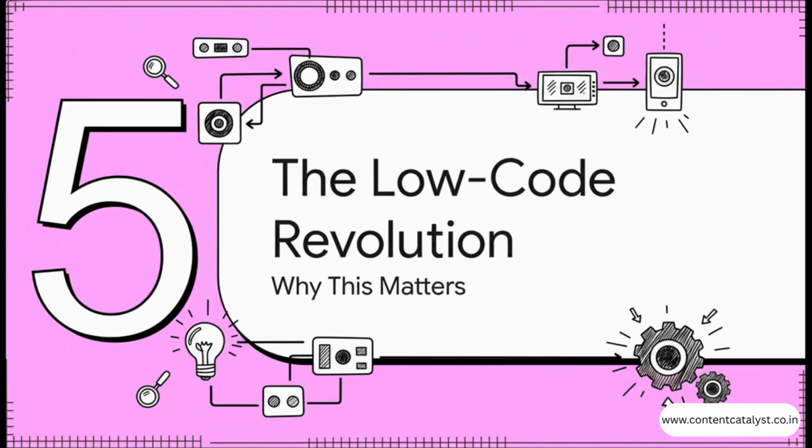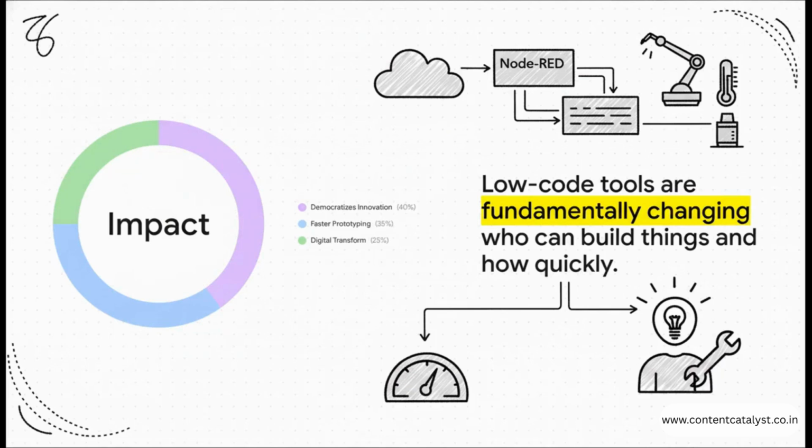So look, it's pretty clear Node-RED is an awesome tool for hobbyists and makers, but its impact goes so much further than that. This is all part of a much, much bigger trend in the tech world, the low-code revolution. What we're seeing is that tools like this are completely changing the game. They're changing who can build things and how fast they can do it. As you can see, a huge part of this is democratizing innovation, just making technology more accessible to everyone. It also helps speed up prototyping like crazy and enables companies to transform how they work.